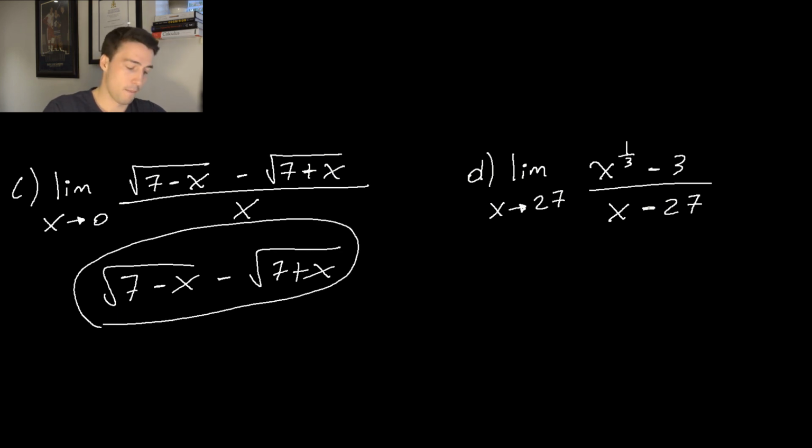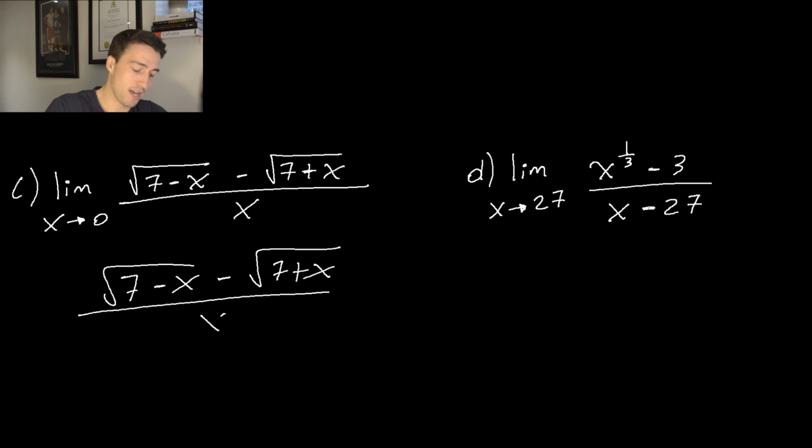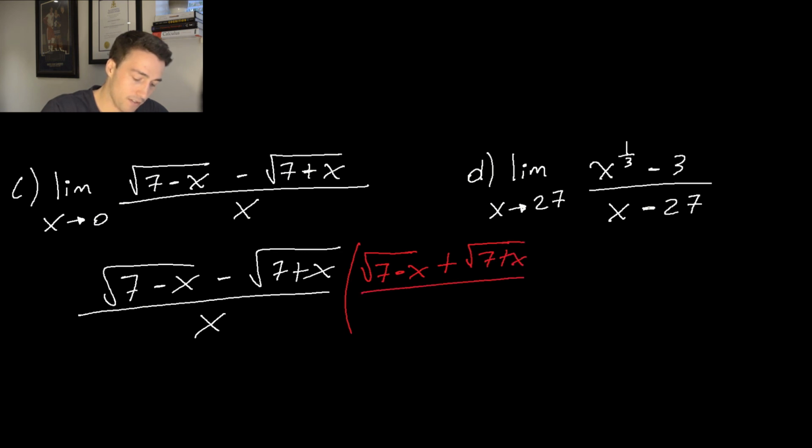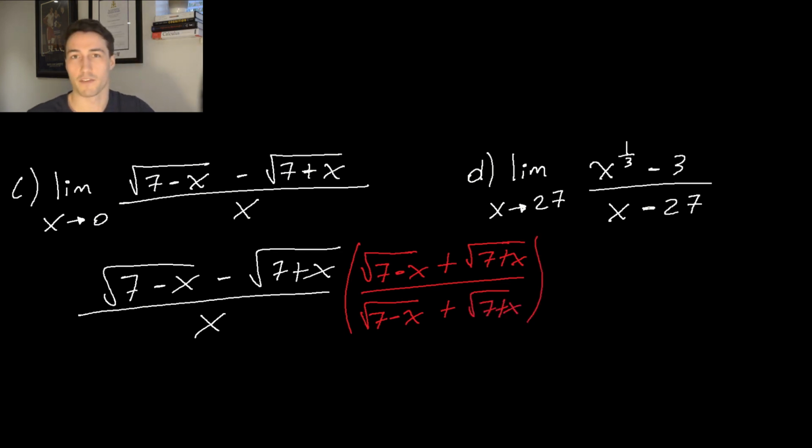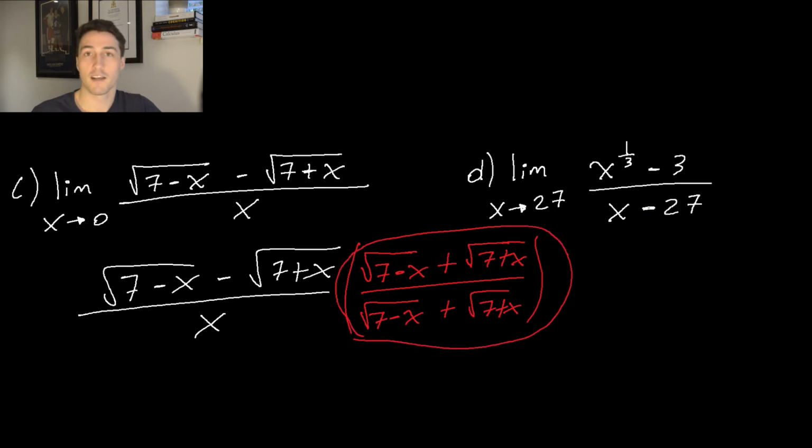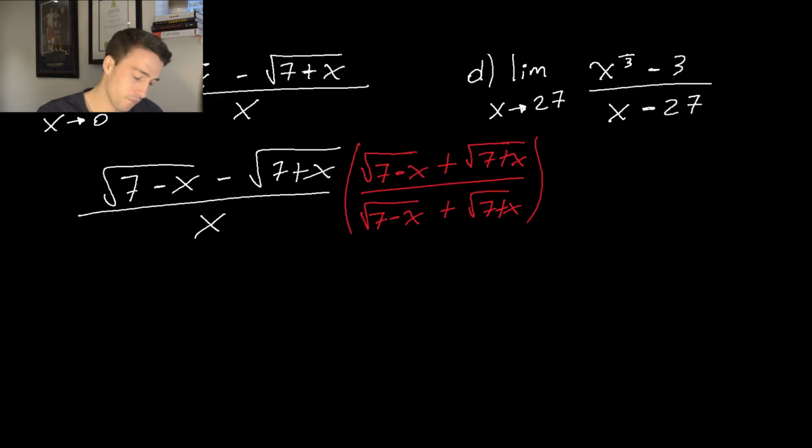If we do that to the numerator, we have to do it to the denominator as well. So I'm going to multiply by the conjugate: this is root 7 minus x, and it's going to be plus root 7 plus x. And now this is going to be the same thing on the bottom. The reason we do this is because we can't just change this expression; we have to multiply the numerator and denominator. We've effectively just multiplied it by 1, and then we can cancel, or then this expression is going to be changed.